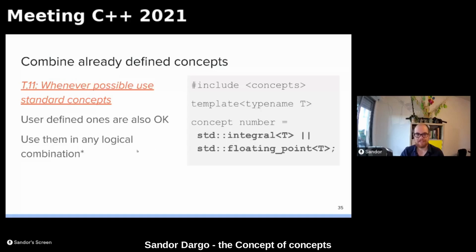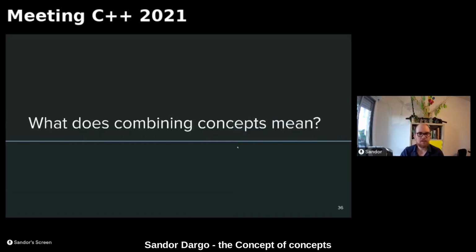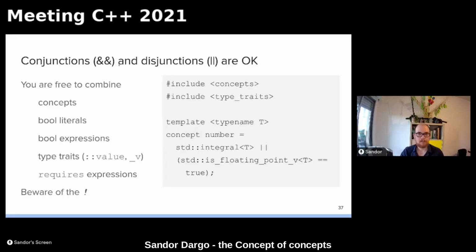We can use them in any logical combination. You see here a small asterisk. I say any, but there are some things to consider. So what does combining concepts mean, and what are those things that we have to consider? Conjunctions and disjunctions, the and and or, are definitely okay. You are free to combine concepts. You can combine Boolean literals, expressions. You can use type traits. You can use another requires expression within a concept. We'll see how to do that.